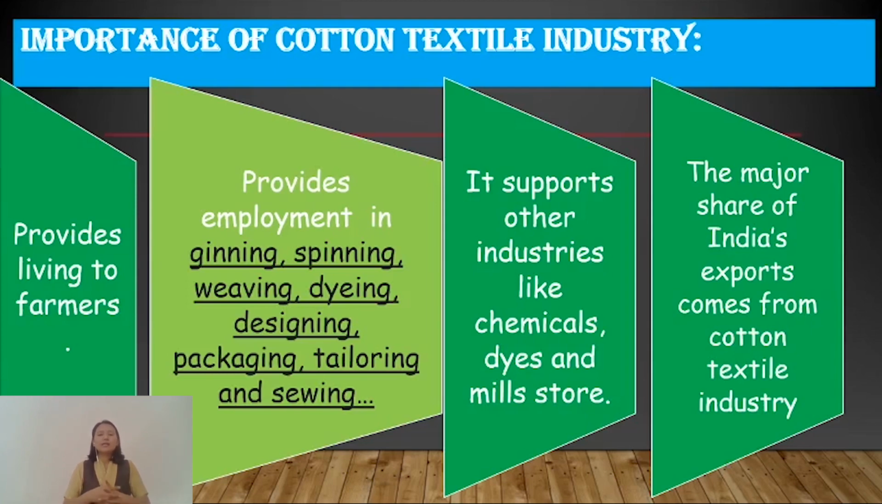Third one is that cotton textile industries support other industries like chemical industry, dye industry, mill store industry. It is because the cotton textile industry buy lots of chemical for their production purpose. At the same time, they also buy lots of coloring product from the dye industry, and they also use mill stores. So mill stores are the center which are used by the cotton textile industry to store their finished product.